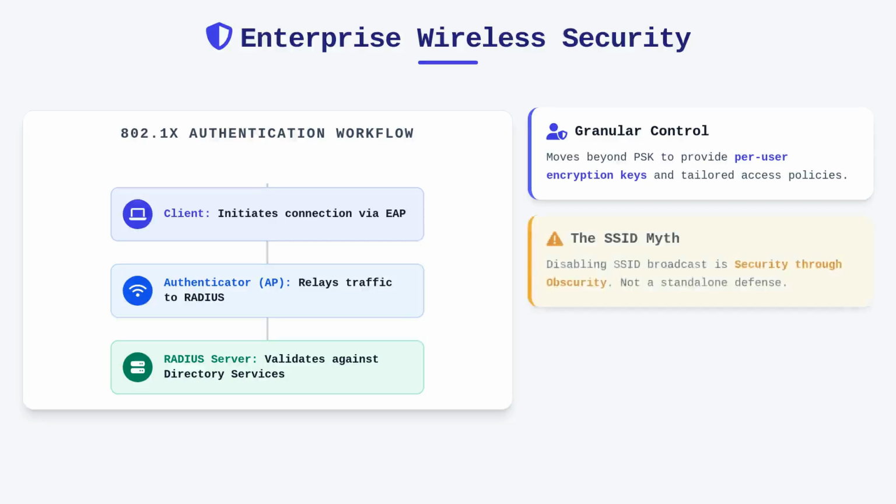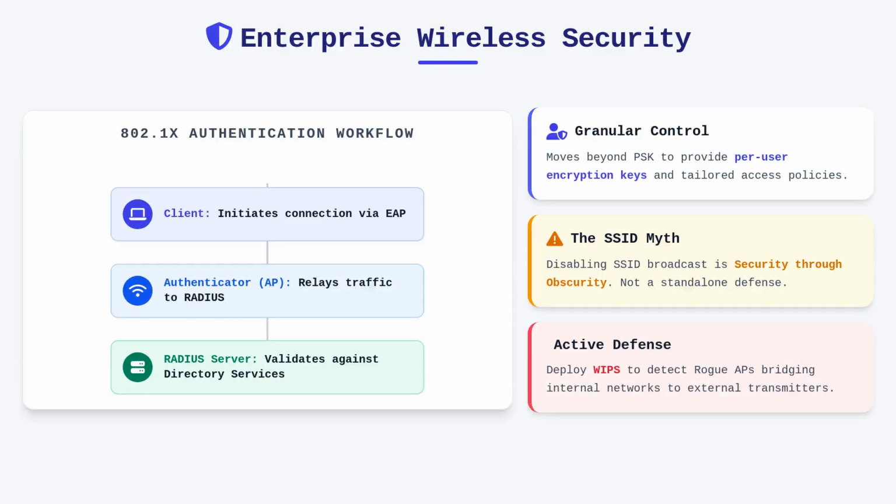While an SSID broadcast is often necessary for usability, the inherent risk of broadcasting is that it provides a roadmap for attackers to identify the network type and potential entry points. Therefore, disabling SSID broadcasting provides only security through obscurity and should never be viewed as a standalone defense mechanism. Instead, prioritize rogue access point detection by using wireless intrusion prevention systems that scan for unauthorized devices attempting to bridge your internal network to unsecured external transmitters.